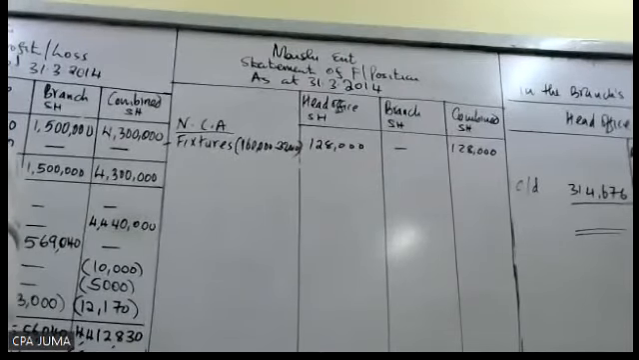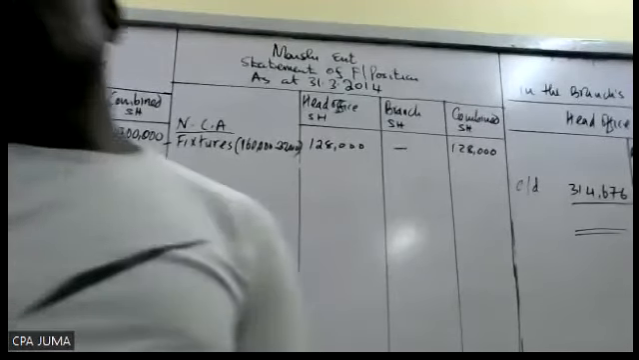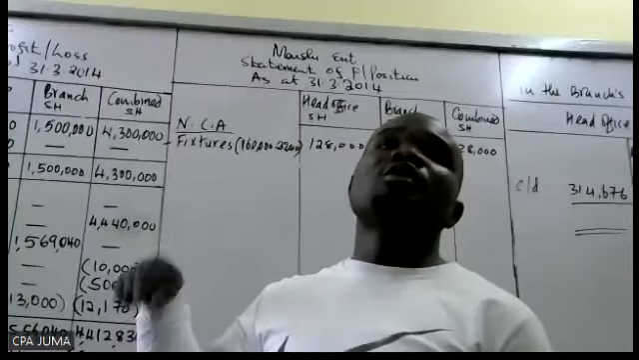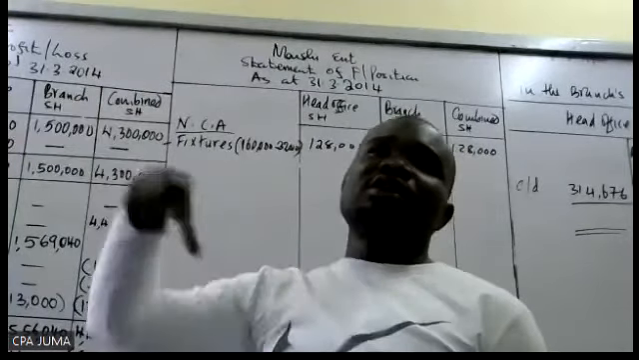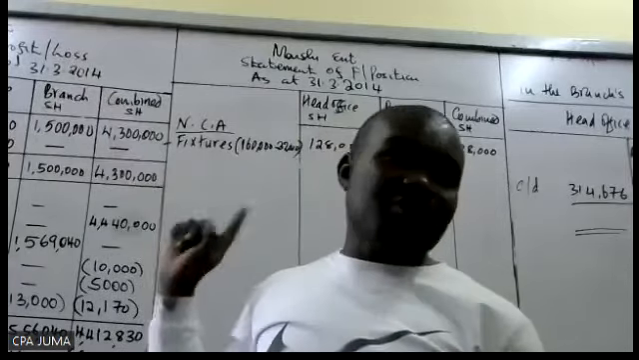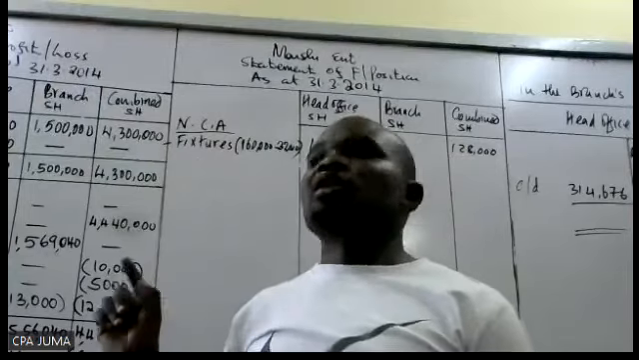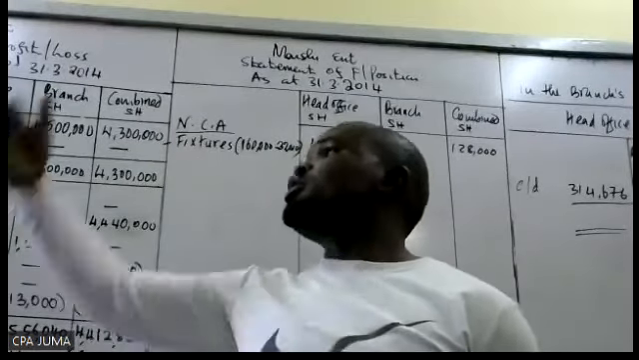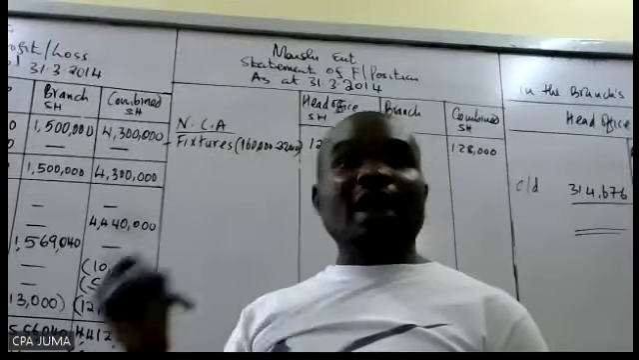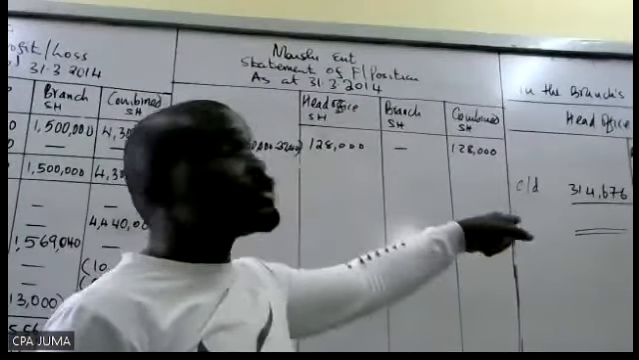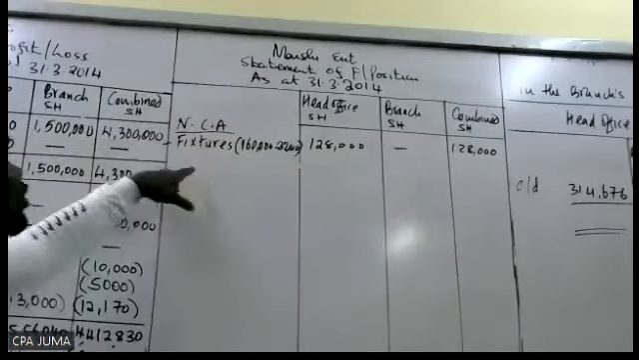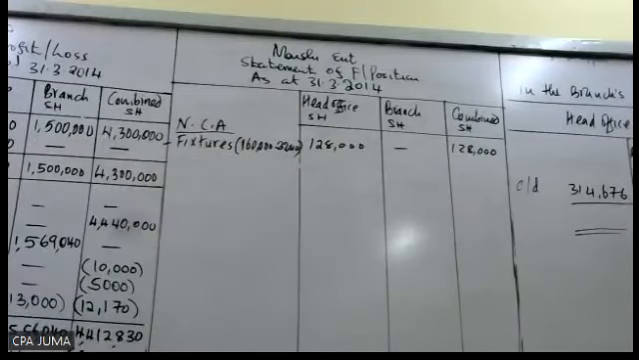So what I wanted to say, you see that one is called branch current account. That is the money of the head office which the branch has. Right now, if you have a head office and you have put goods in the branch, on your side that is your investment. So that balance you got, the 314,676, it is an investment to the head office. So it's normally recognized as a current asset for the head office.